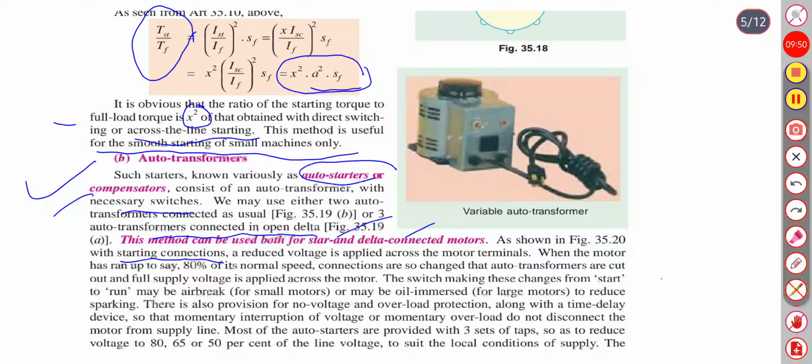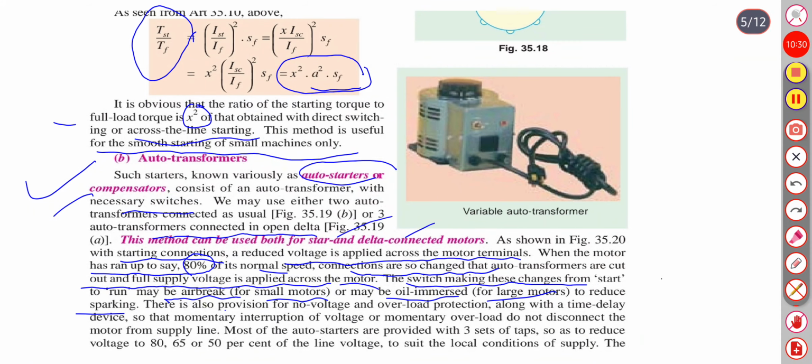With starting connection, a reduced voltage is applied across the motor terminal. When the motor runs up to say 80% of the normal speed, connections are so changed that the auto transformer is cut out and full supply voltage is applied across the motor. The switch making these connections from start to run may be air brake for small motors or may be oil immersed for large motors to reduce the sparking.